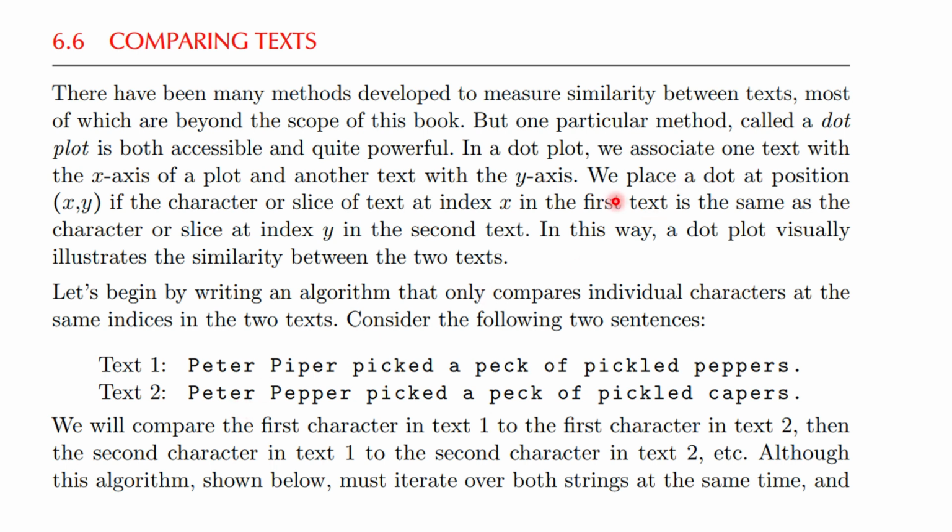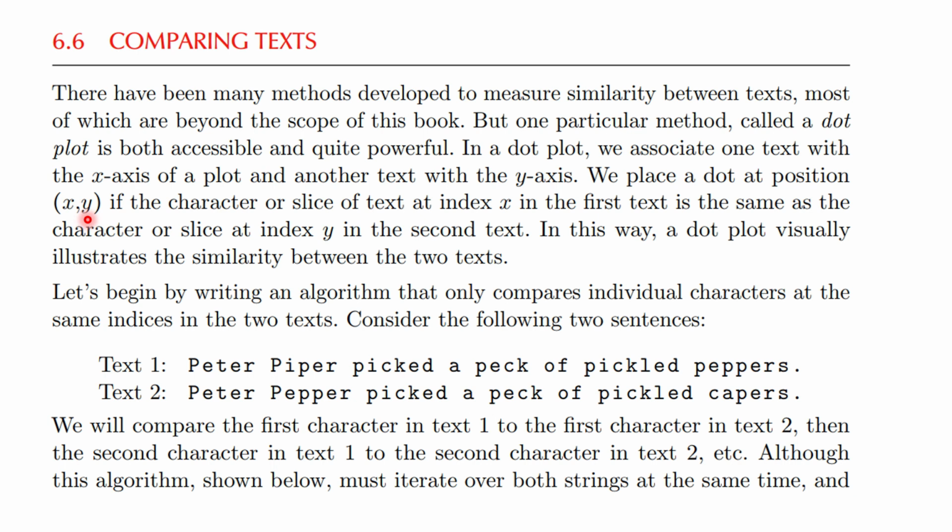y-axis. And in dot plot we place a dot at a position on the xy axis if the character or slice of text at index x in the first text is the same as the character or slice at index y in the second text. In simple words, we will place a dot on the xy axis if they are similar, and if they are not similar we will not put a dot. So we will put a dot on those xy values which are similar.